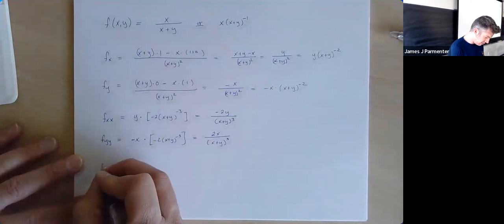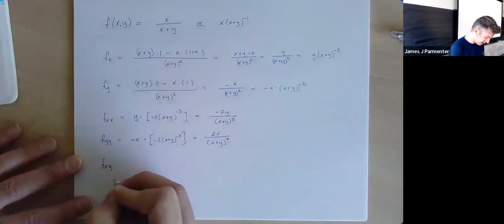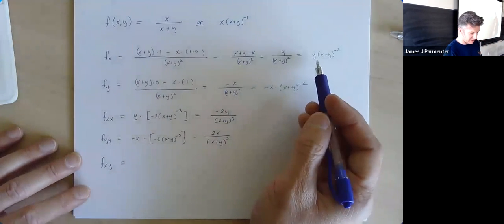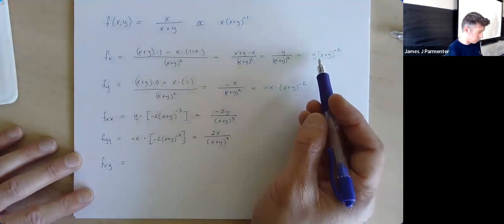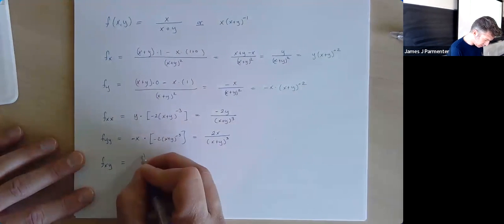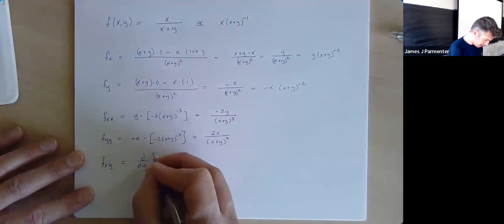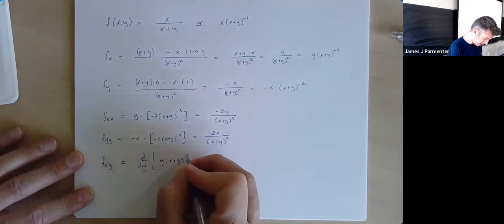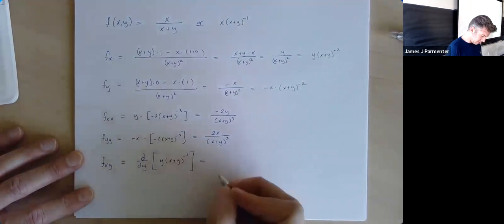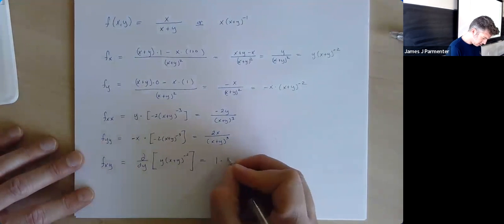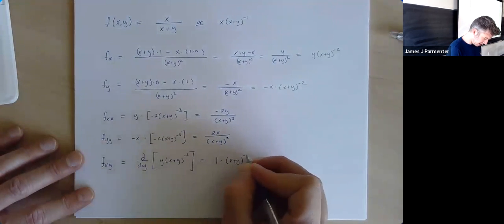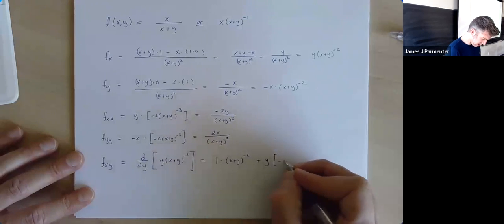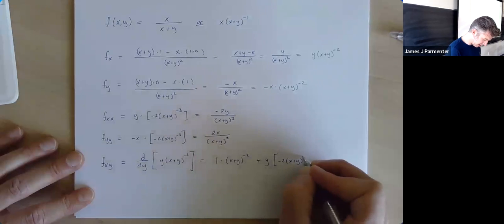I suppose we should also find the mixed partials. fxy, I'm taking fx and then differentiating with respect to y. Now here I am going to have to use the product rule. So it's going to be the partial derivative with respect to y of y times (x plus y) to the -2nd. That's going to be 1 times (x plus y) to the -2nd plus y times -2 times (x plus y) to the -3rd.